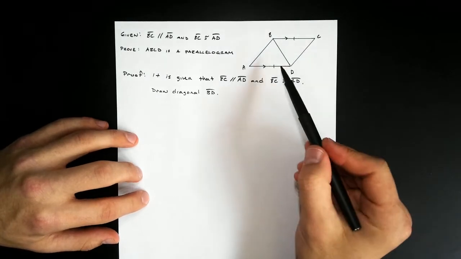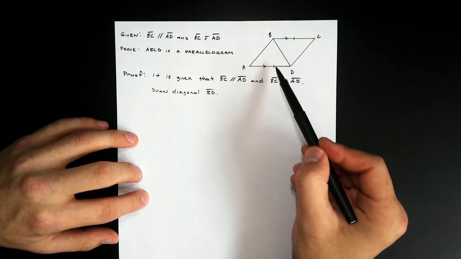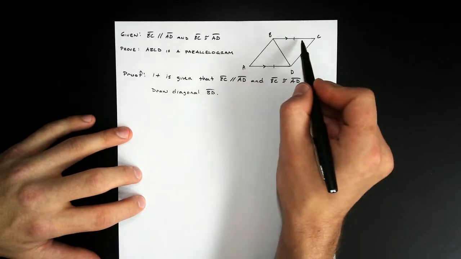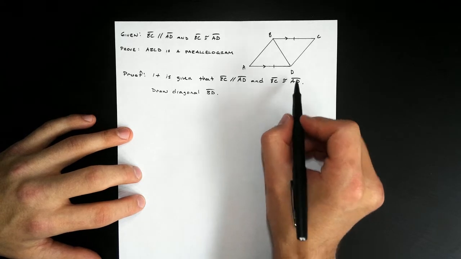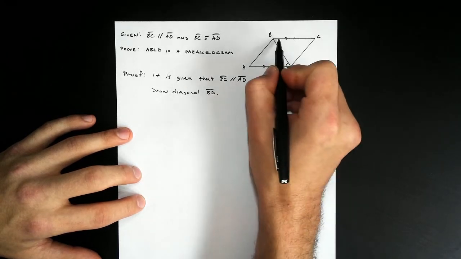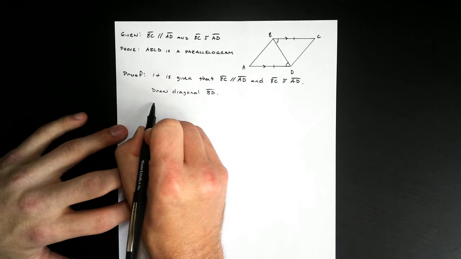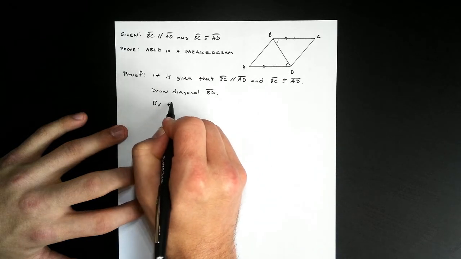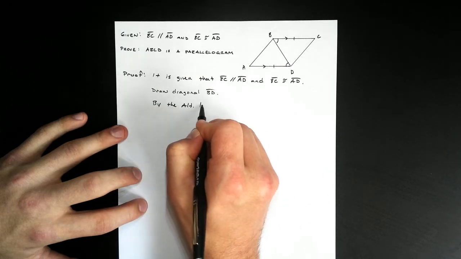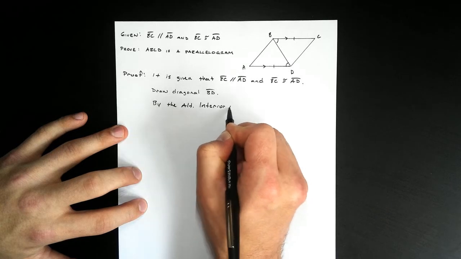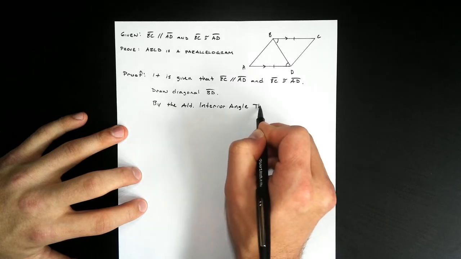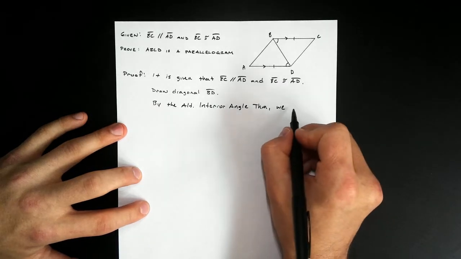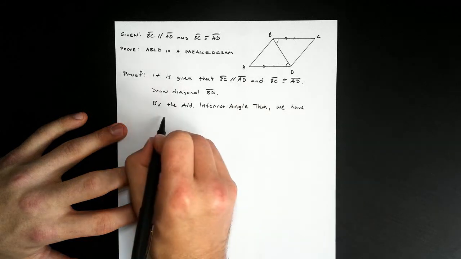Okay, so I want to show that these two triangles are congruent. I have one pair of sides that are congruent to each other. Because these lines are parallel, I can look for some angle relationships. Here we have some alternate interior angles. So that's going to be the alternate interior angle theorem. So by the alternate interior angle theorem, we get this pair of congruent angles.